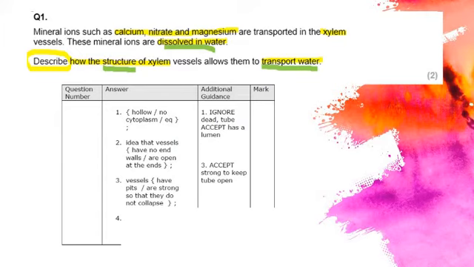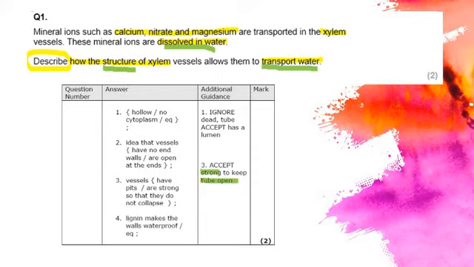And you could also say that they have pits, or that they are strong so that they do not collapse. You could also just say that they're strong to keep the tube open. And lastly, you need to talk about lignin. So lignin is present and it makes those walls waterproof. Mark yourself out of 2.